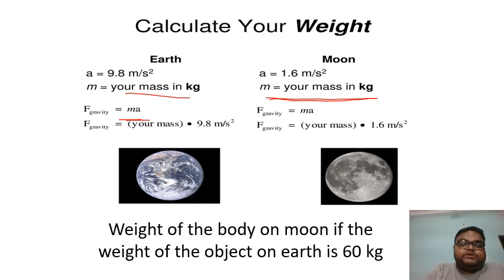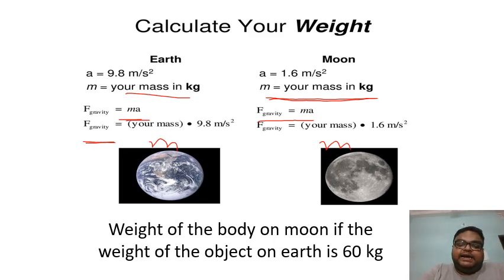Okay, and the force of gravity on the moon will also be force equals mass into acceleration, right? So the force of gravity on earth will be m times 9.8, and on the moon also it will be m times 1.6 meter per second square. So now let's divide it.